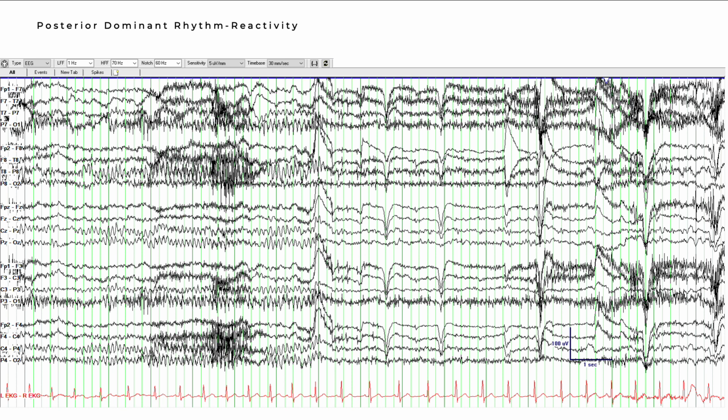Here's another last example of reactivity where you're seeing this alpha rhythm, patient's eyes are closed, and they open their eyes and it kind of goes away. Now they're just blinking, but their eyes are open. This is what reactivity of the alpha rhythm or posterior dominant rhythm looks like.